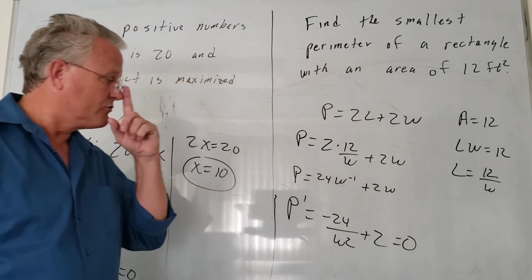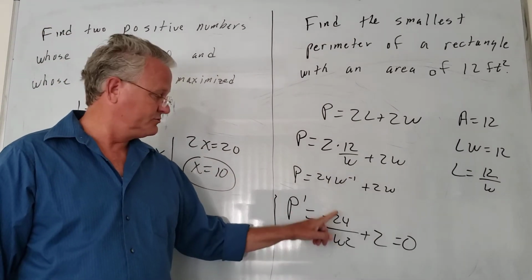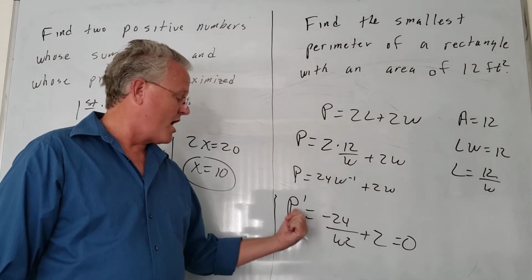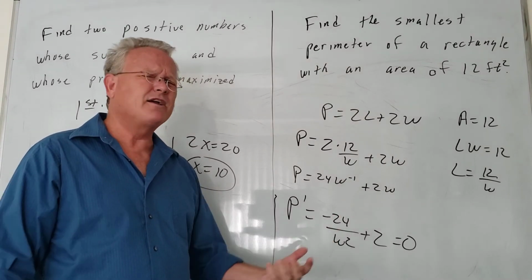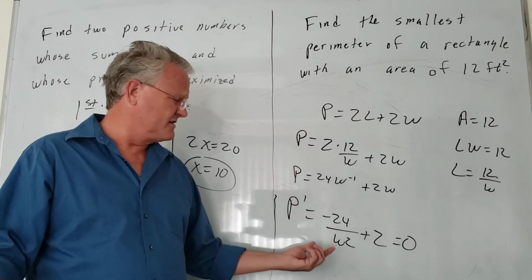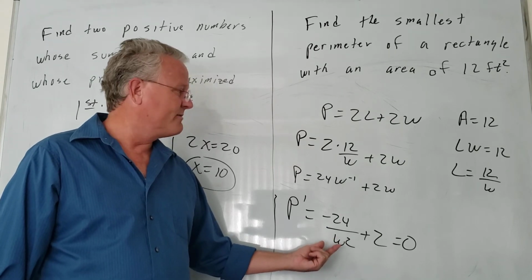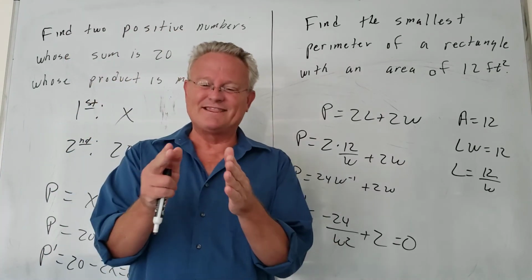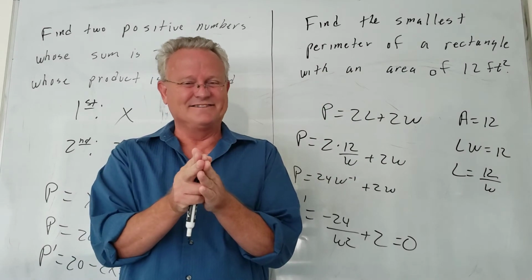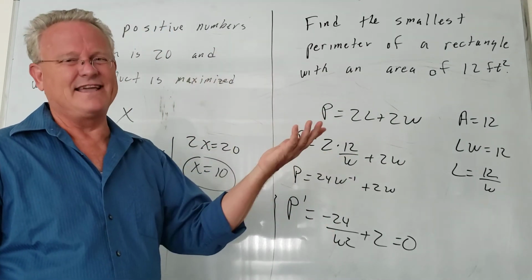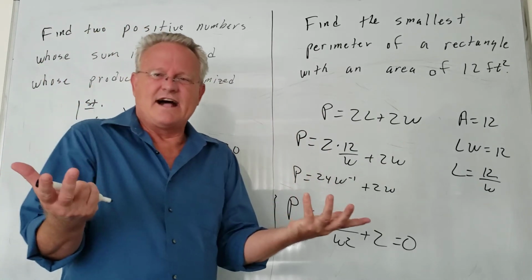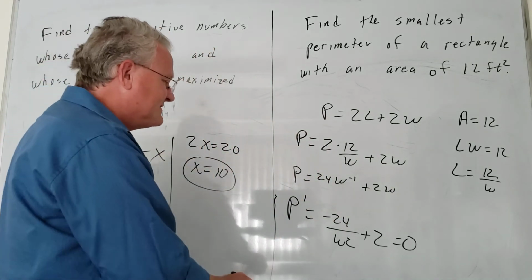Now, one critical number is 0, because that's when our perimeter prime is undefined. So that is a critical number, but we can throw that away. Just think about it: why don't we have to worry about the width being 0? Because if our width is 0, you don't have much of a rectangle, do we? So sometimes you can just throw numbers out just by thinking of the practicality.